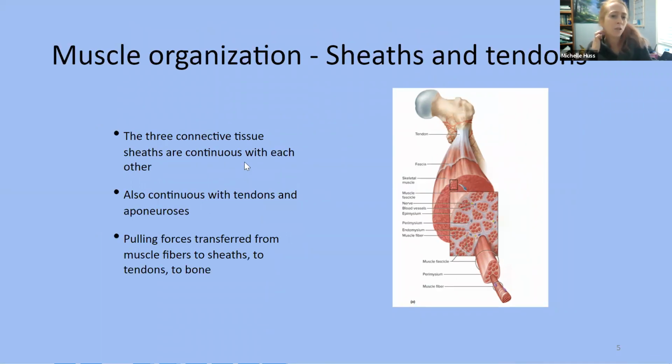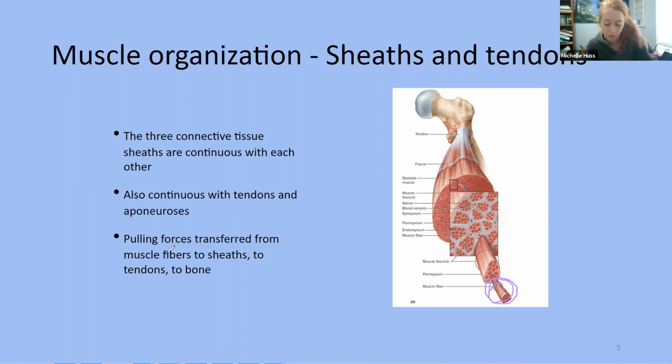All of them pretty much are dense irregular, except for endomysium, I think, which is areolar. But I won't ask you about endo. I might ask you about it, but I won't ask you what kind of tissue it is. Okay. And then endomysium wraps individual muscle fibers. So individual fibers are wrapped with endomysium.